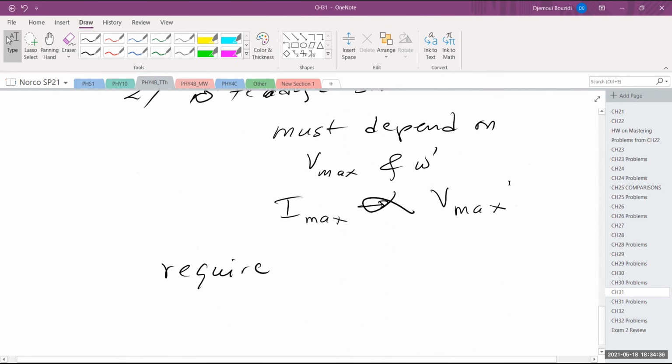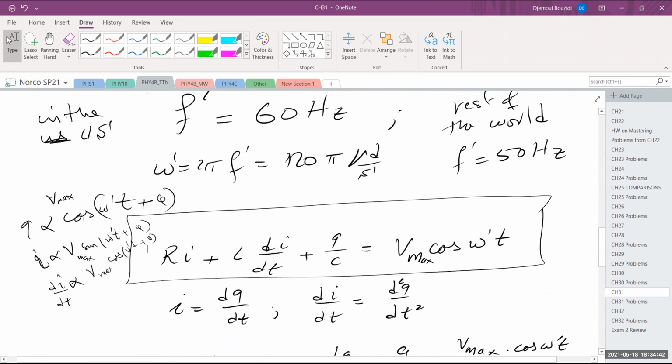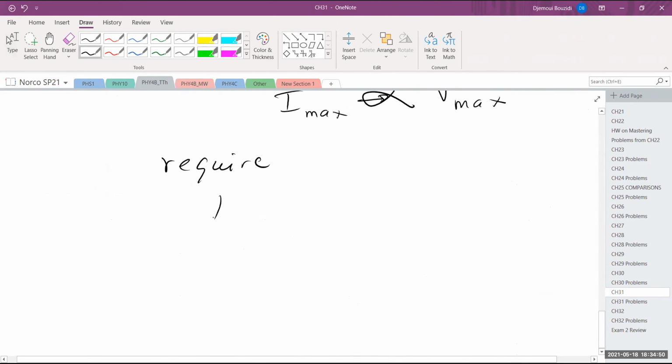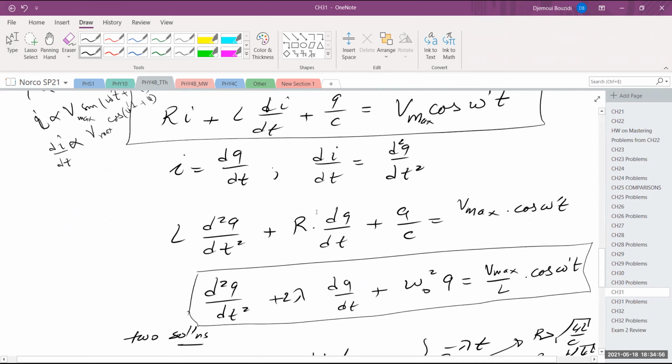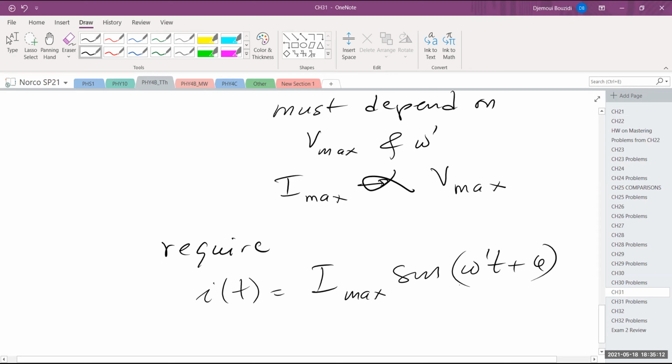So let's take a current now, since I know the charge is going to be some cosine. I'm going to take a current, which is the derivative of cosine, so it's going to be a sine. So I'm going to make the current look like lowercase i, because we need to find the time-dependent current. So the current as a function of time is simply some maximum value, which I don't know, but I expect to be proportional to Vmax, times the sine of omega prime t plus some phase. That is the whole thing. I want to find the solution in here. I'm hunting for it.